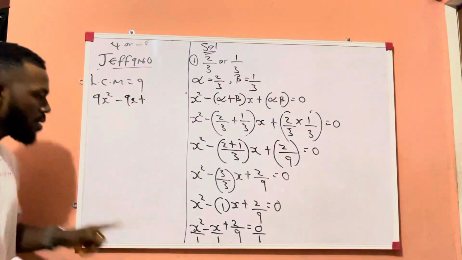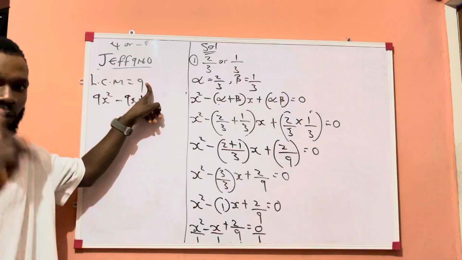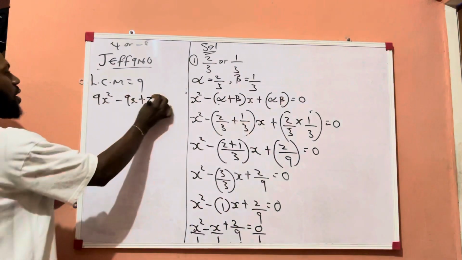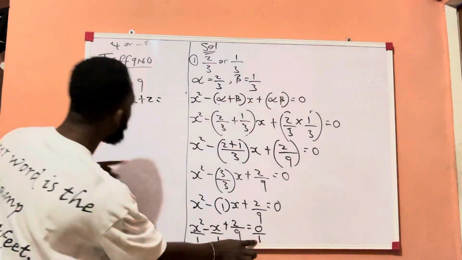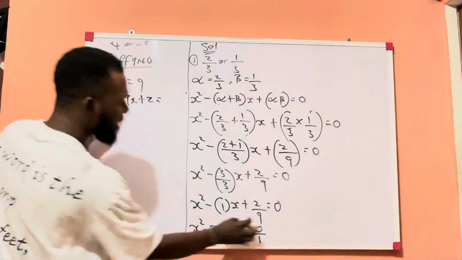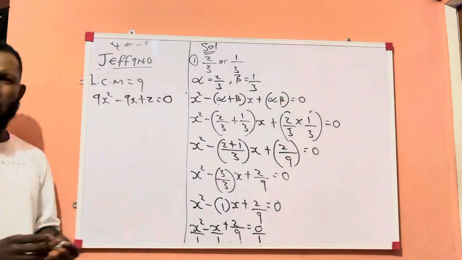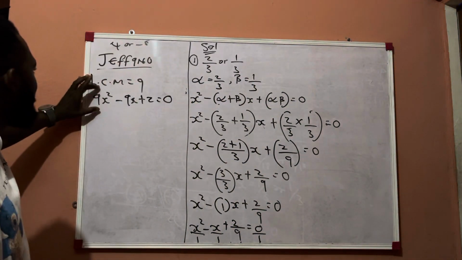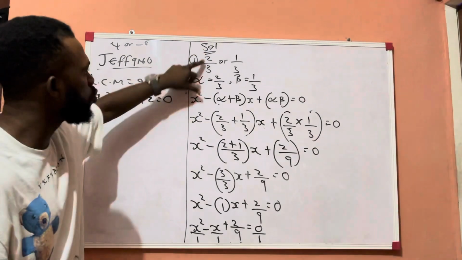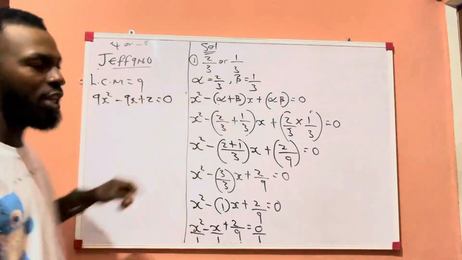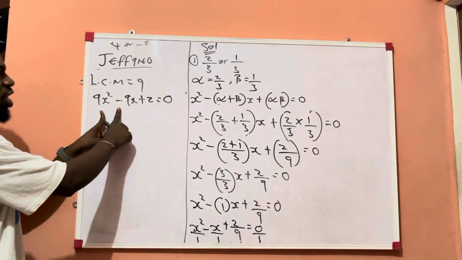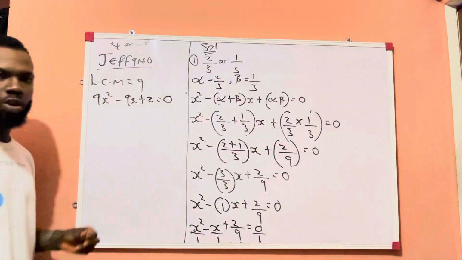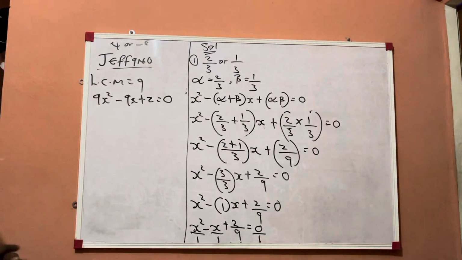plus 9, we go into 9 1 times, 2 on top will give us 2 equal to what? 1 into 9 will give us 9, and 9 times 0 will still give us what? 0. Automatically, when we solve for the quadratic equation given the roots 2 over 3 or 1 over 3, the equation we are going to get is 9x squared minus 9x plus 2 equal to 0. That is the answer to that question.